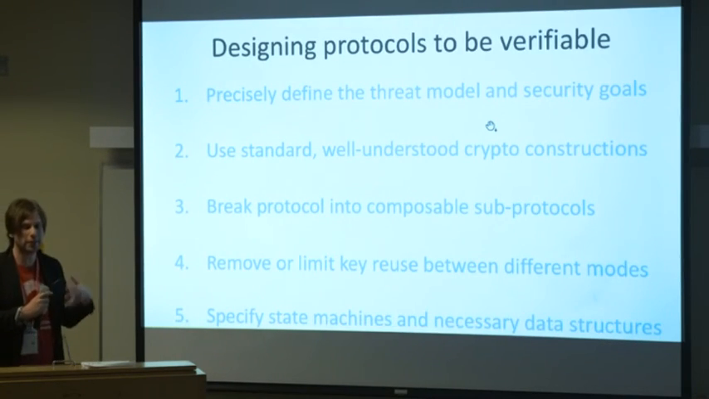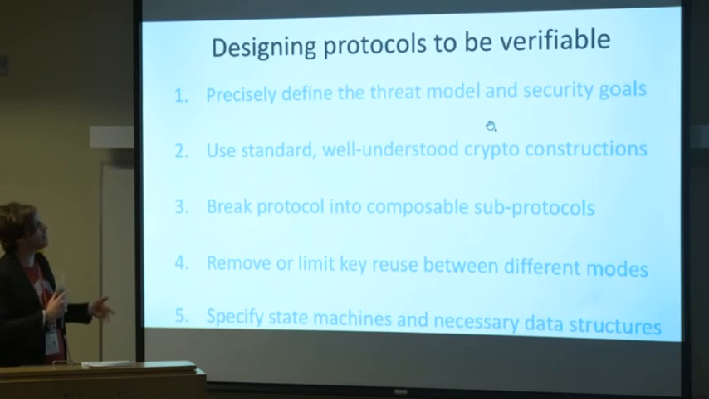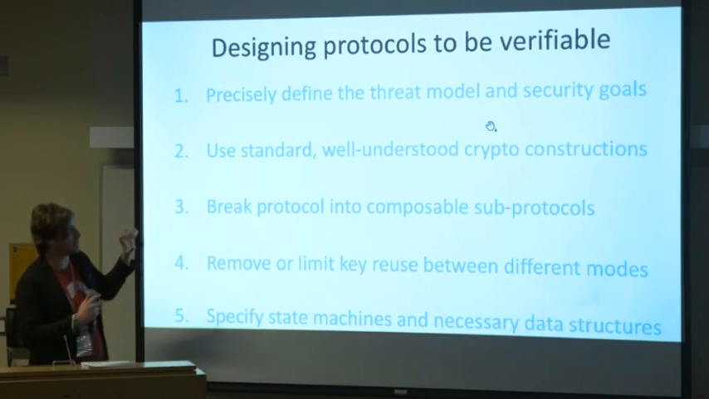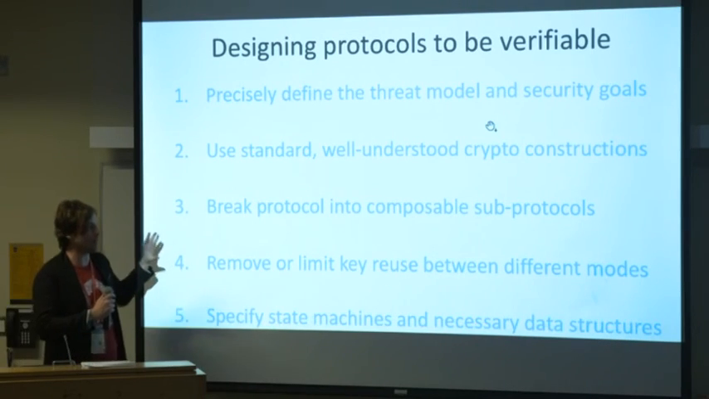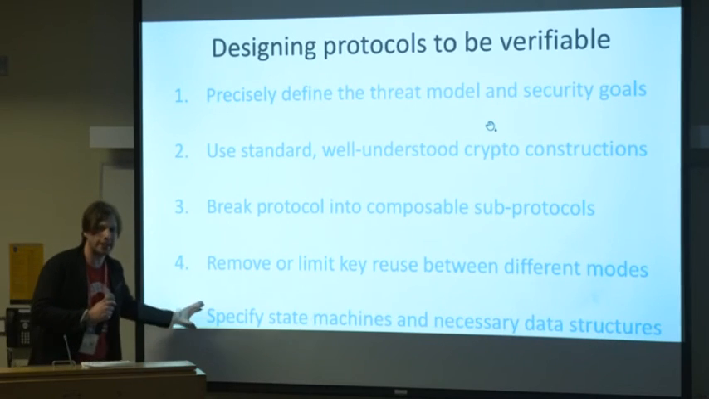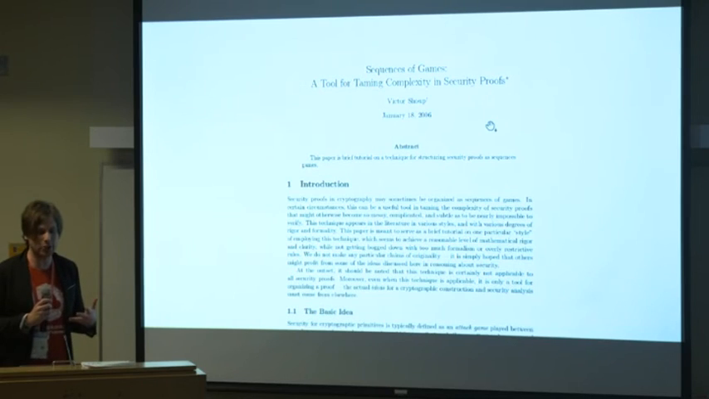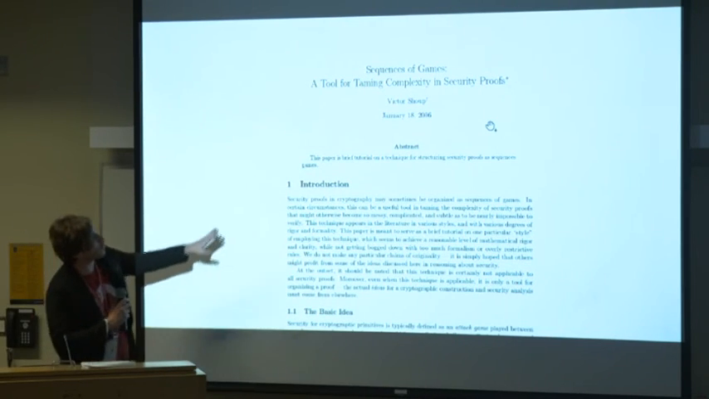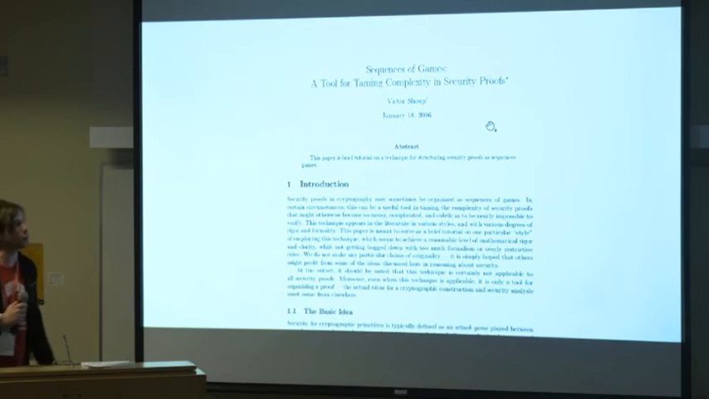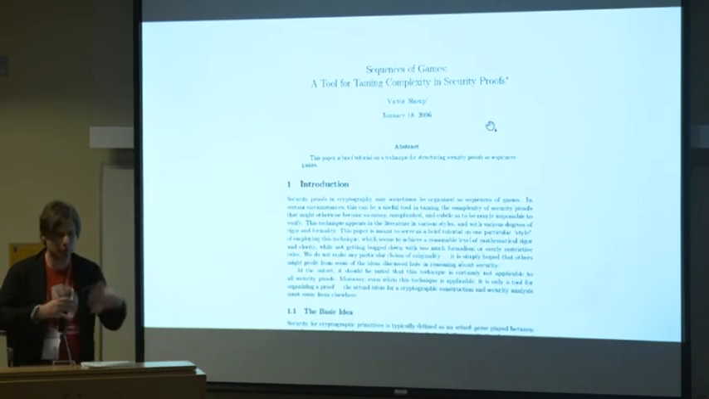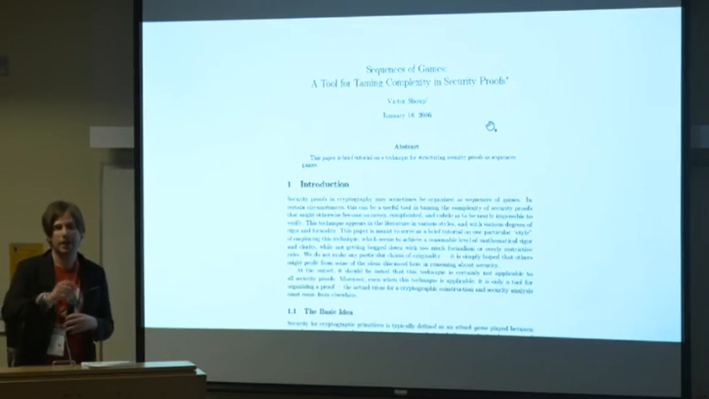Right? So Signal and everything is done by hand, but now we're having new protocols like MLS. Again: threat model, security goals, well understood constructions, break things into sub-protocols, remove or limit key reuse, and do those terrible state machines. You can do them using the following tools. If you want to make a state machine for your crypto, I highly recommend looking at this paper, Sequences of Games, a tool for taming complexity in security proofs. This paper basically says, well, if you want to do a security proof, it's really complicated. You can break it up into smaller parts. If you prove each small part, then you combine them all. And if you combine them in the right way, those properties hold through your whole proof.